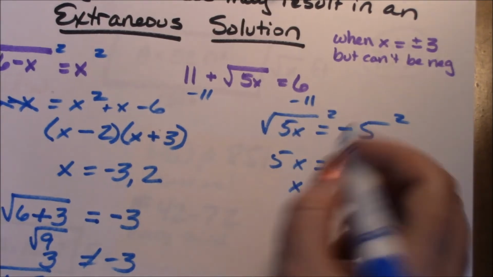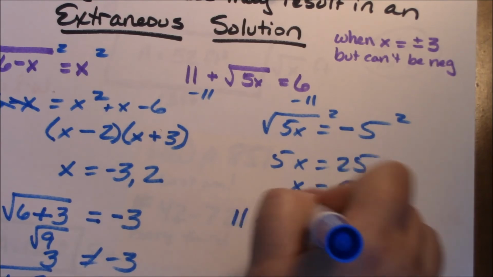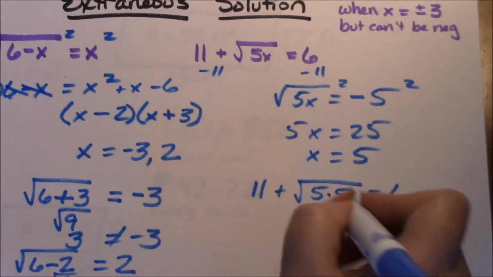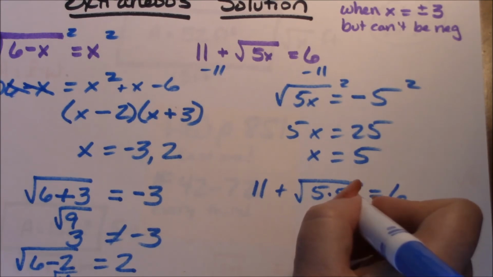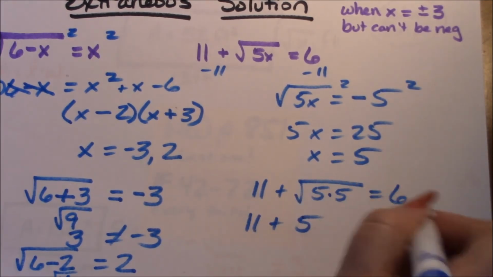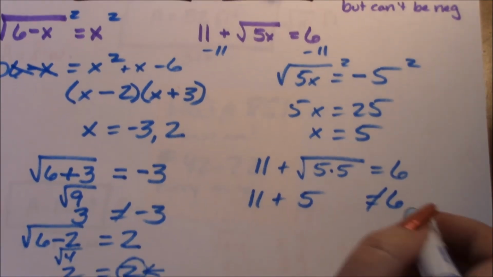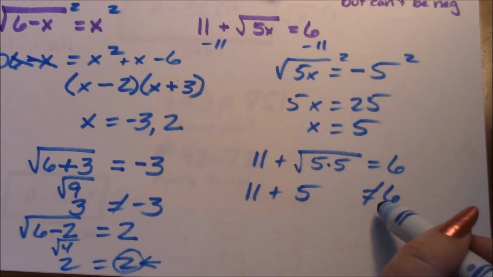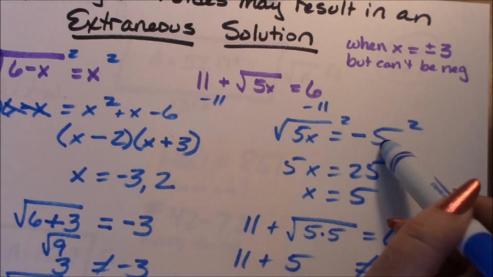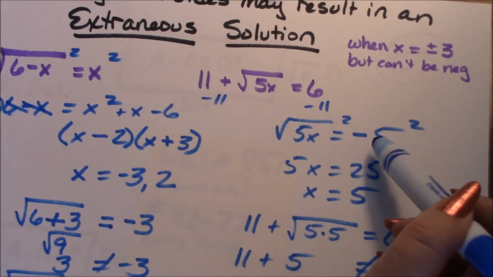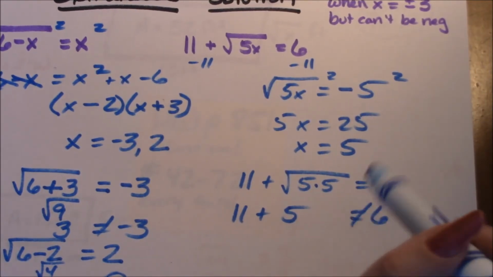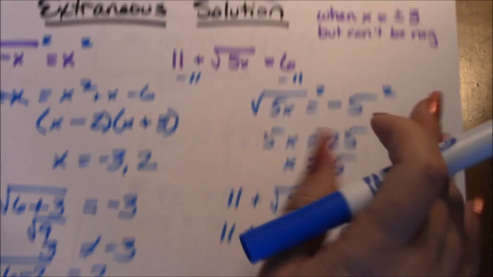But when I go back to plug it in, 11 plus root 5 times 5 equals 6. This is 25, and the square root of it is 5. 11 plus 5 equals 6? No, it doesn't. So this actually has no solution. And it's because back here, in our answer, we had to square a negative number. And we don't always see this. So again, they're saying, make sure you always check your work.